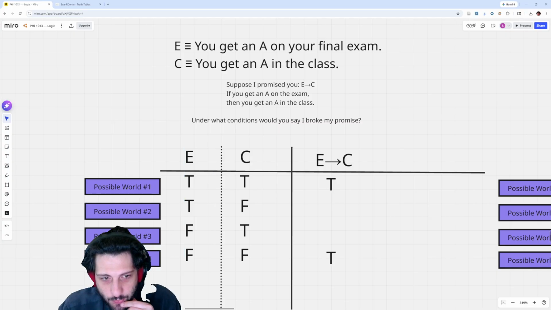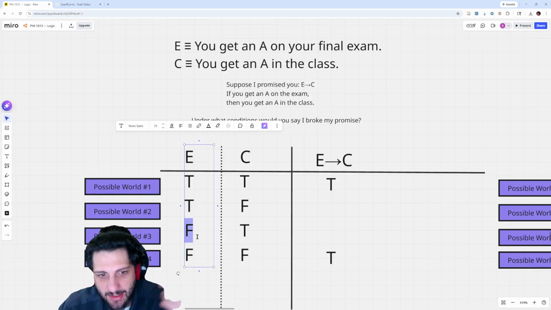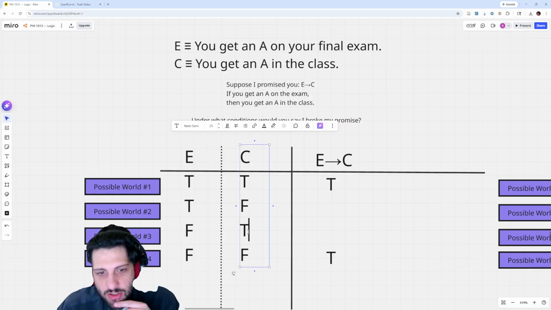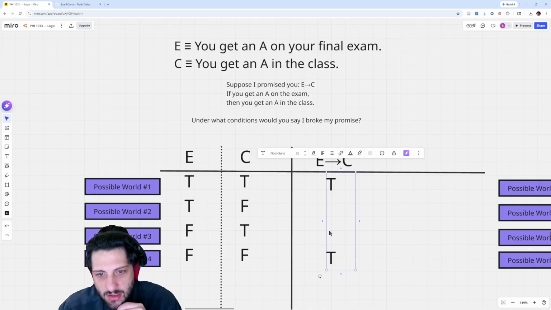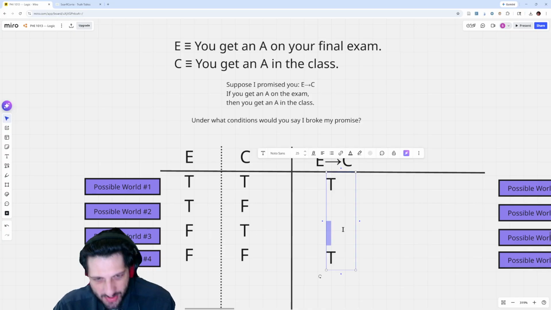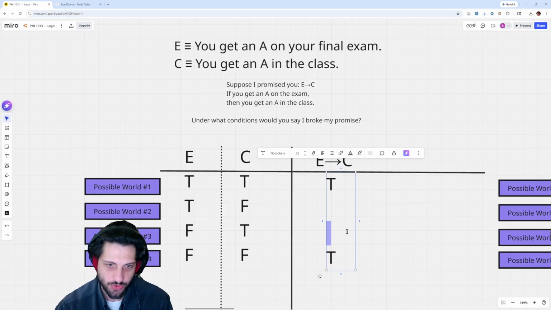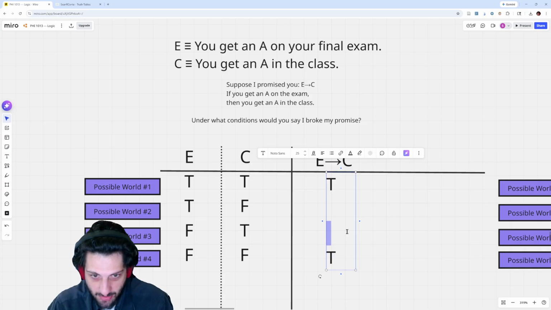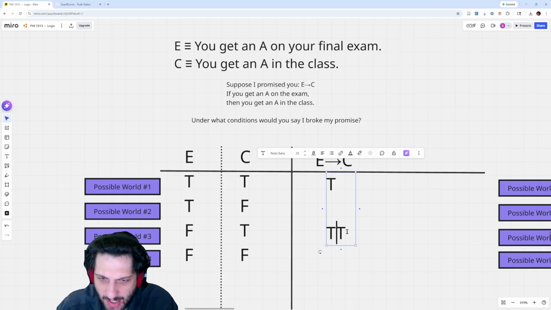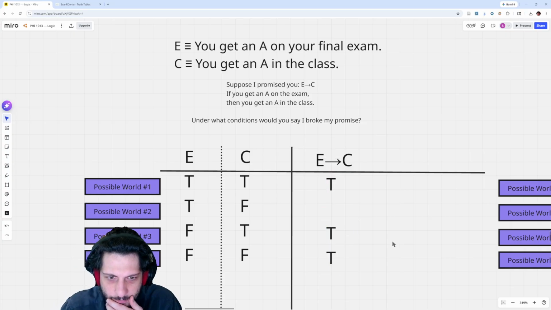Right? How about this third world? Suppose you didn't get an A on the exam, but you still got an A in the course. Would you say I lied? Well, no, of course not, right? Because I didn't say the only way to get an A in the class is if you get an A on the exam, right? You might have done amazing everywhere else, gotten an 89 on the exam, and then you say, oh, well, shoot, right? You still deserve that A in the course. So you, again, wouldn't say I lied.